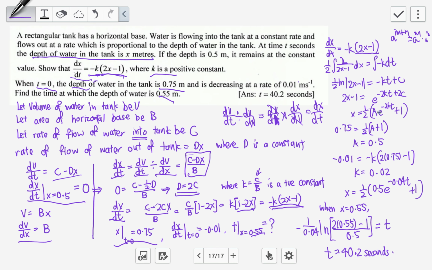So A e^(-2kt) came from here. Then I add a 1, because I bring this 1 over. I want to make x the subject of the formula, so I bring this 1 over. Minus 1 becomes plus 1. And then I divide by 2. So I get x equals to this term.